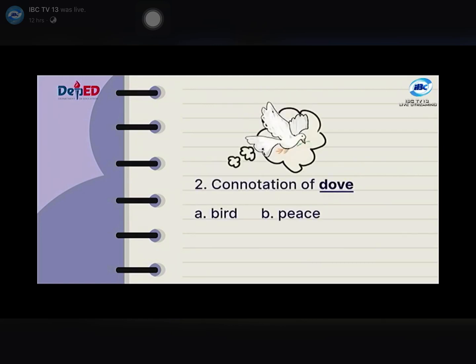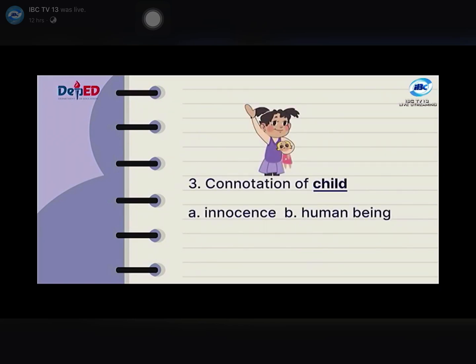How about for the word dove? Is it a bird or peace? The correct answer is peace. What could the word child symbolize? Is it innocence or human being? I know you know the answer. It's innocence.